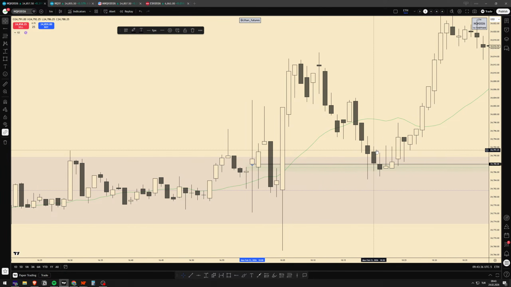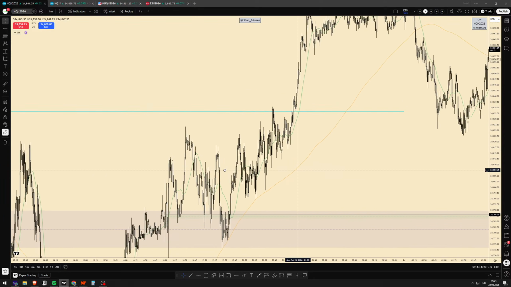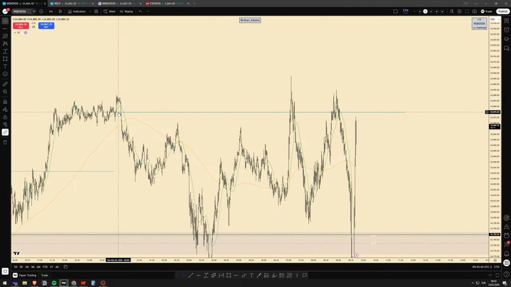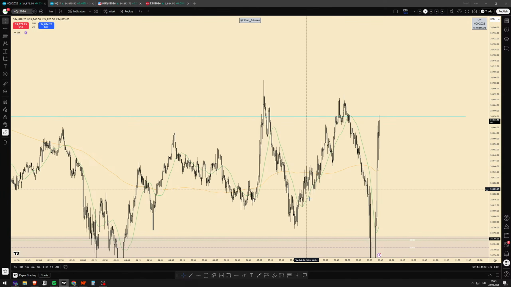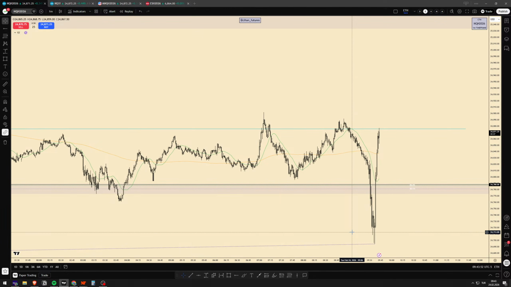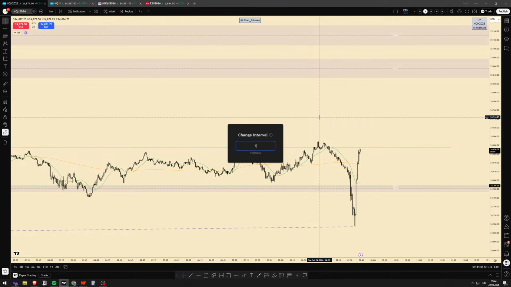Tuesday Asia session starts here, and this blue line over here is Tuesday's midnight opening price. I will make a video about these levels too, about how I use them, etc.